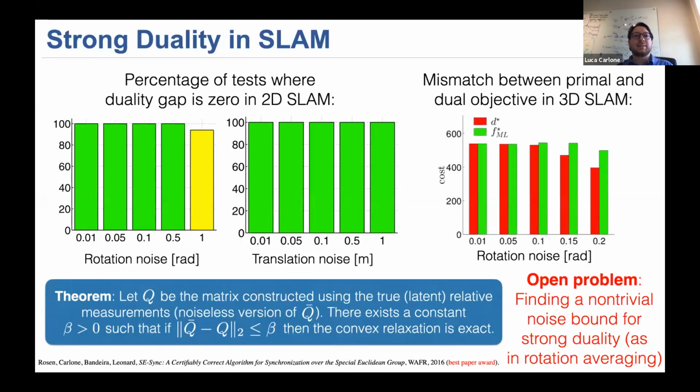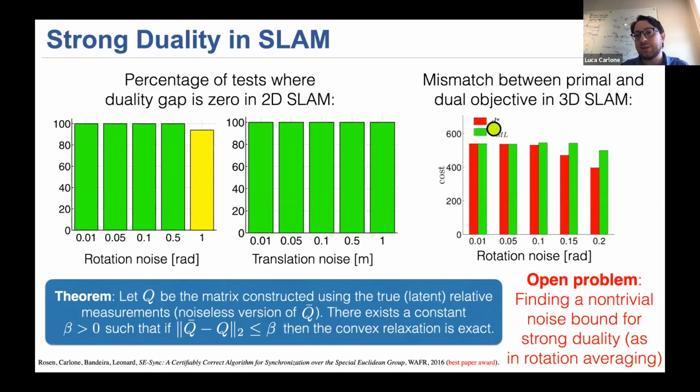And the good news is that strong duality will also hold for SLAM. Again, you can try to increase the rotation noise and the translation noise on the SLAM measurements. You can check the percentage of cases in which strong duality holds. And it turns out that for extreme noise, you can still get strong duality. It is particularly true for 2D SLAM. If you move to 3D SLAM, strong duality breaks a little bit earlier.